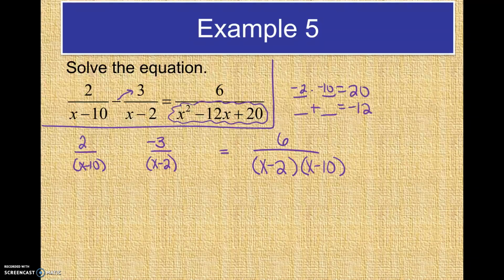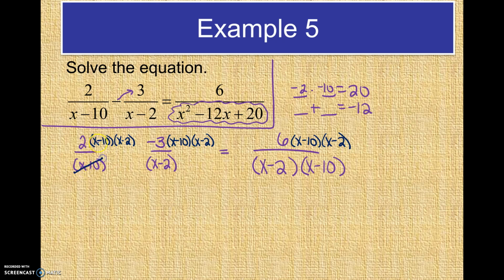Now I look at the factors and the denominators. I see x minus 10. It's in there twice. And I see x minus 2. So we are going to multiply everything by x minus 10 and x minus 2. Then we become a fraction destroyer.